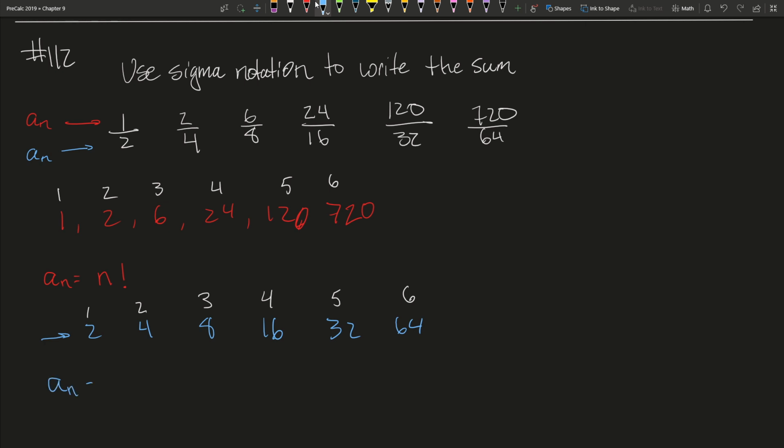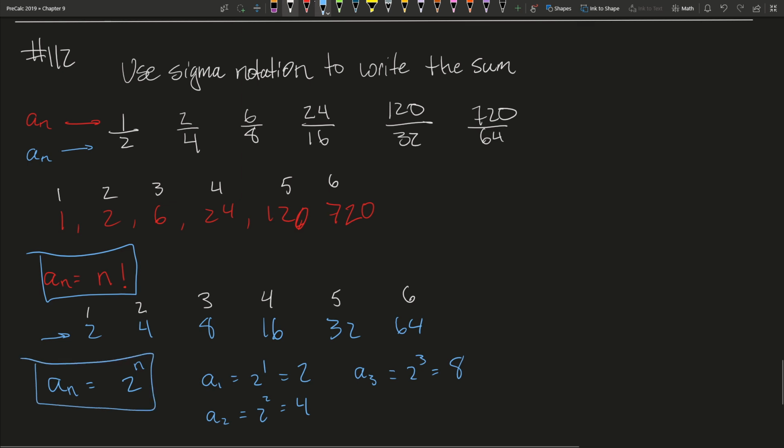So our rule will be 2 to some power, right? And if we test that, a1 would be 2 to the first, which works. That's just 2. a2 would be 2 to the second. That works. That's 4. a3 would be 2 to the third, which is 8, and so on. So it works for every term. Okay, so now we have two rules, one in blue and one in red.